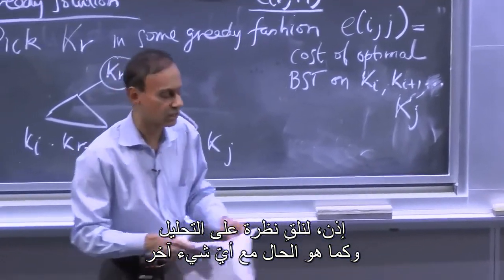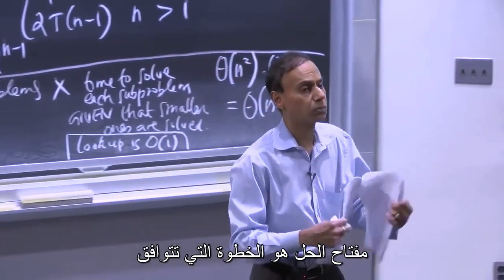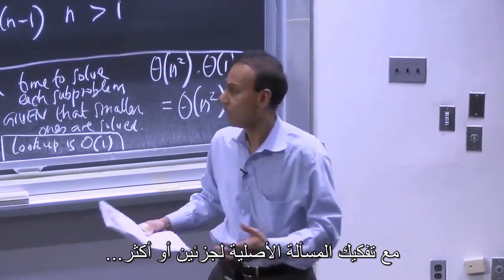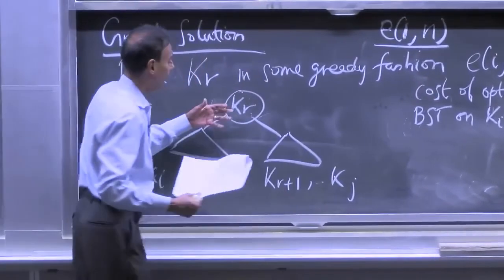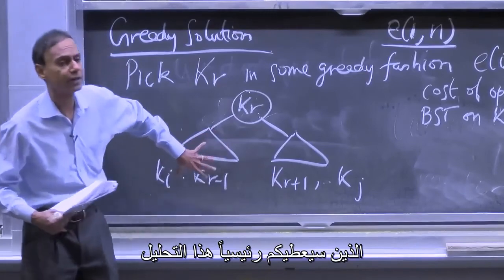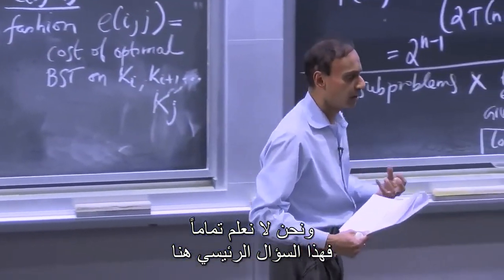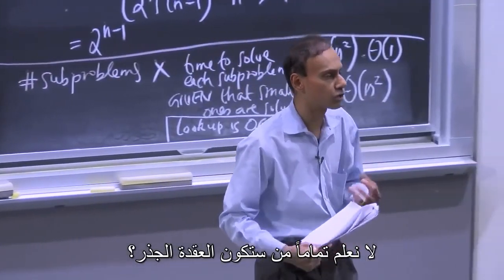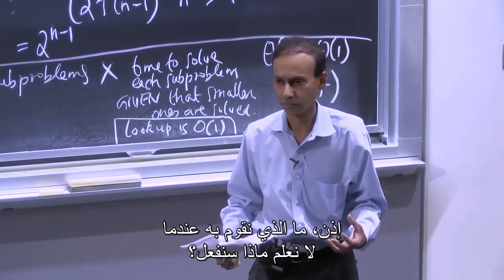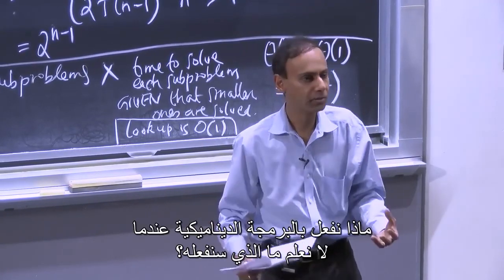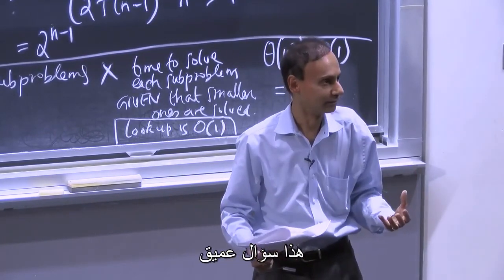And as with anything else, the key is the step that corresponds to breaking up the original problem into 2 parts or more that essentially give you this sort of decomposition. And we don't quite know. So this is really the key question here. We don't quite know what the root node is going to be. So what do we do when we don't know what to do, right? What do we do in DP when we don't know what to do? This is a very profound question.